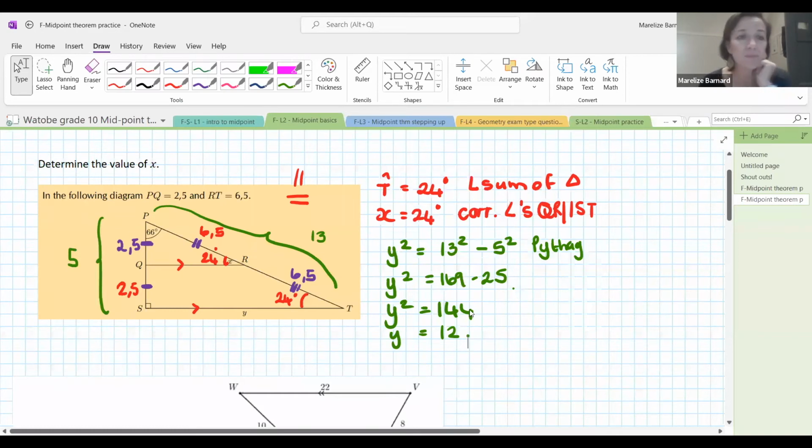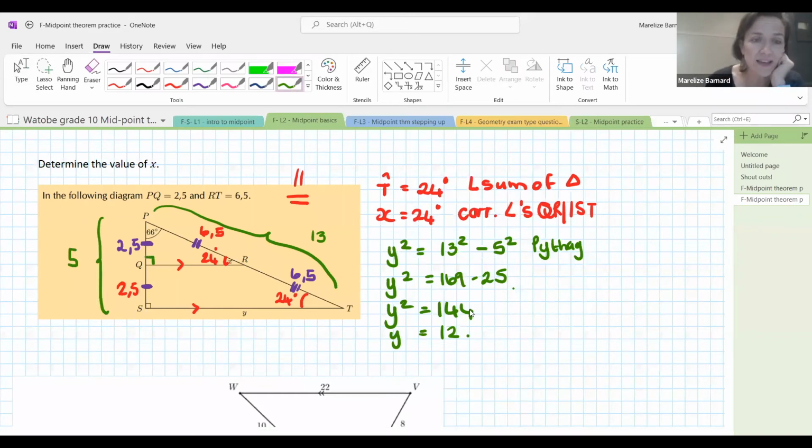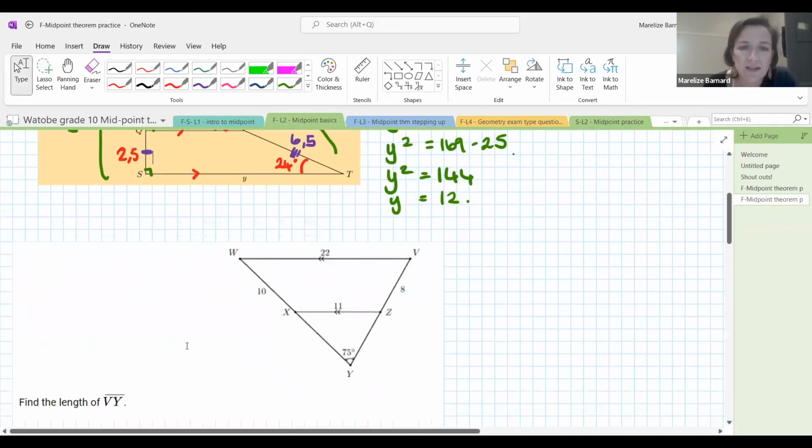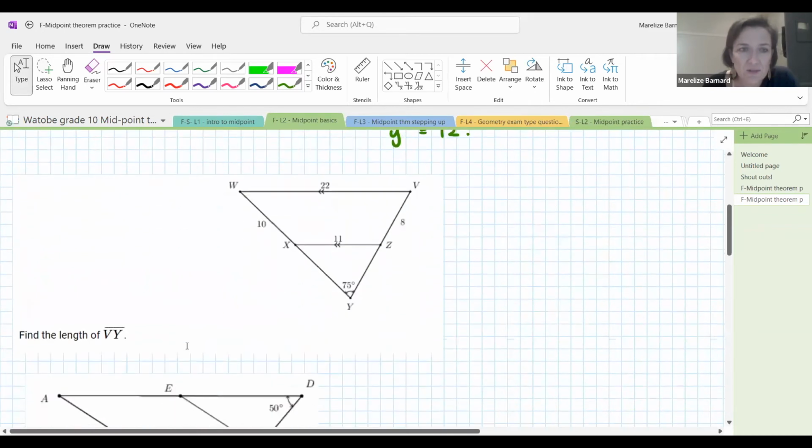Excellent, guys. And don't forget, we need to say that PQR is 90 degrees. We actually should have said that first. PQR is equal to 90 degrees because of corresponding angles, QR parallel to ST, because angle S and angle PQR will be the same. Okay, good stuff. Let's carry on to the next one.